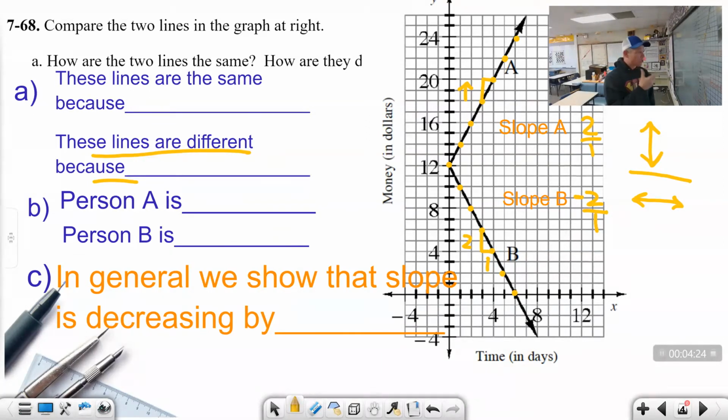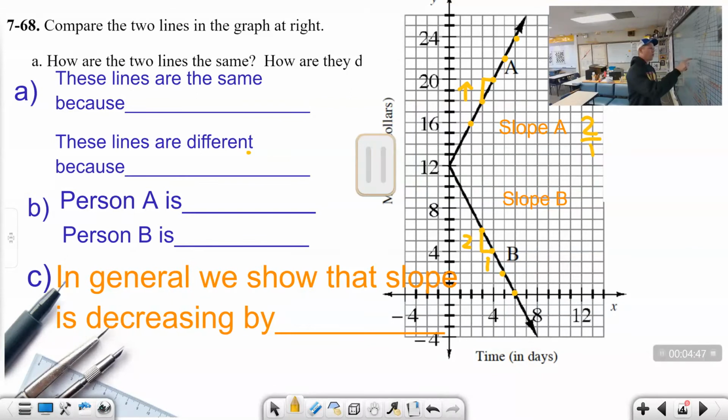Okay, so these lines are different because one is going up and the other is going down. Pause the video to make sure you have that sentence. Okay, and let's talk about real world quantities. We need to interpret this problem.